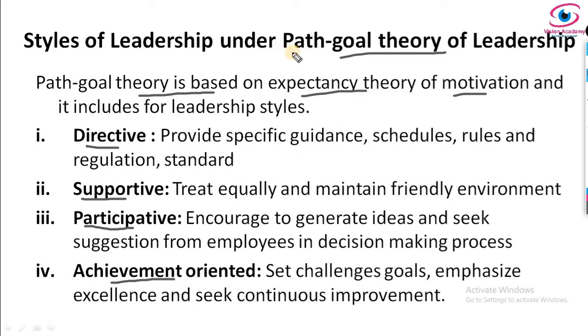As we told you, what is path? Path is a behavior. We have to clarify the path. Path can be clarified by giving direction, so we have to give specific guidance. We have to schedule when to do, what to do, how to do, how much to do, and we have to formulate rules, regulations and standards. This is the directive type of leadership, which is the first style in path goal theory of leadership.